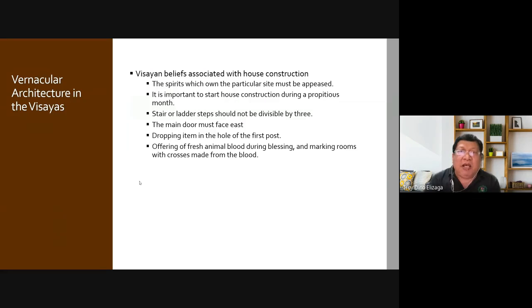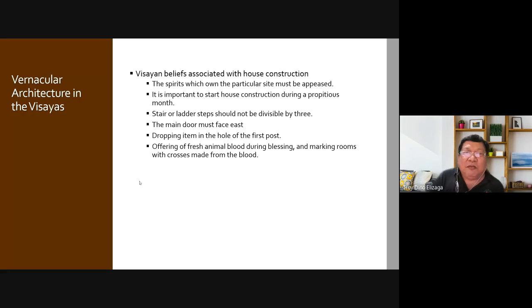So there are a lot of beliefs associated with house construction in the Visayas, and I'm sure that some of you are very familiar with this. For example, the spirit which owns a particular site must be appeased. So sometimes you need to build near a very big tree, which they say is puyan, which means that spirits live there. So therefore, you have to say tabi tabi or something. Even for guys who want to pee anywhere and then find a tree, before you pee, you say tabi tabi.